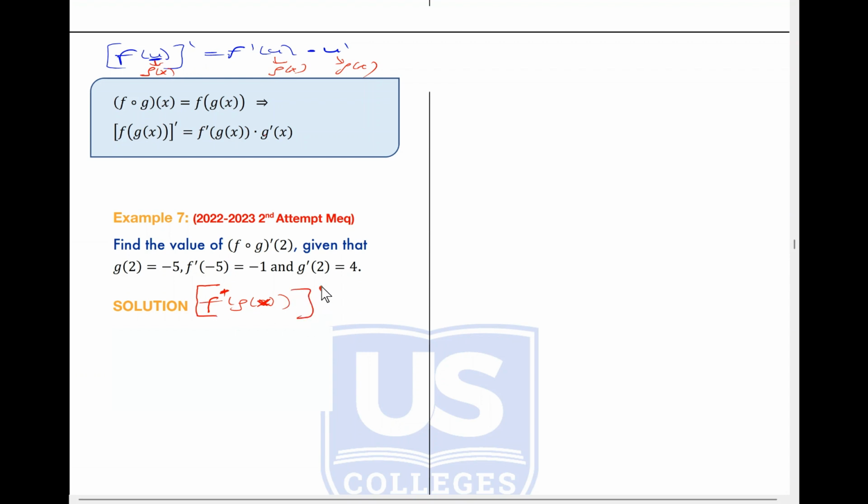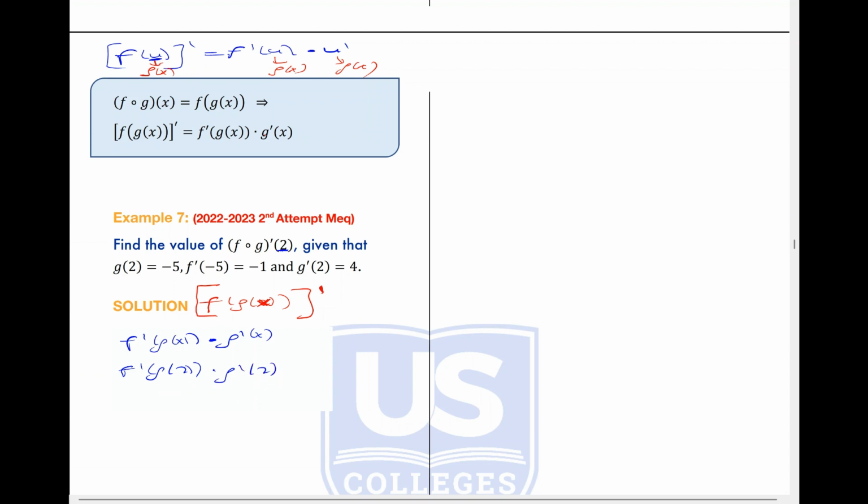This is what I need to do. I need to find f of g of x's derivative. So apply the rule, derivative of outside function, f prime of g of x, multiplied by derivative of inside function. So what I need here, I need x to be 2. So replace your x's with 2. F prime of g of 2 multiplied by g prime of 2.